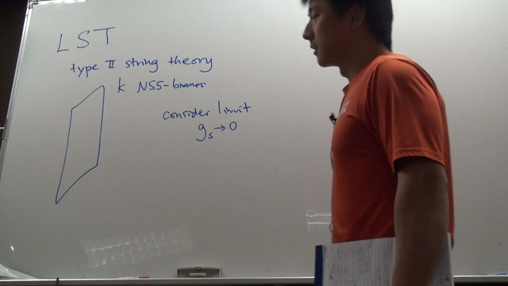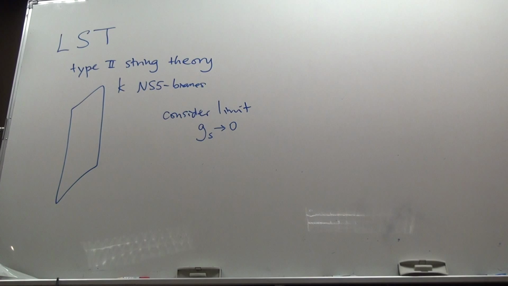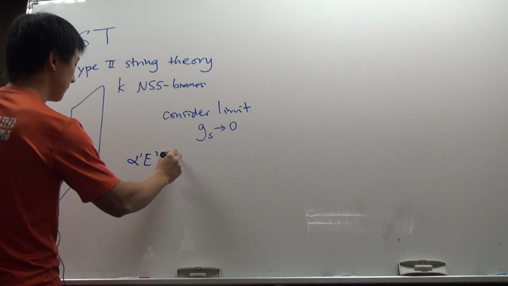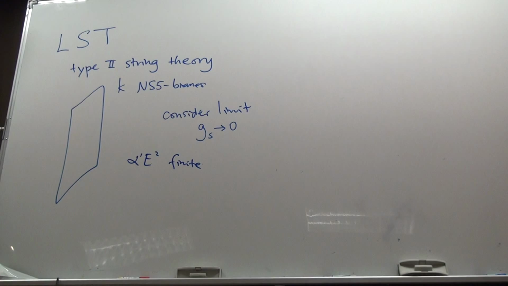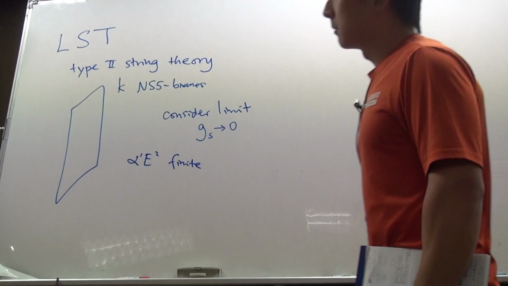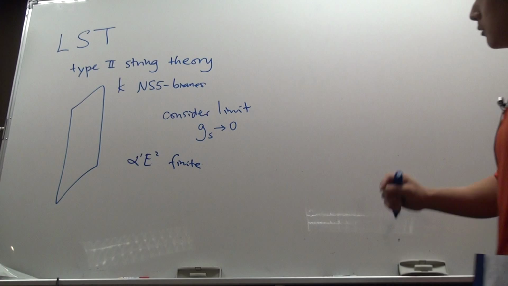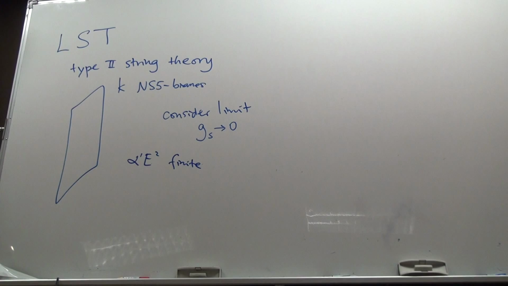Here, we are not going to take a low energy limit. We're going to take the energy scale to be of order 1, well, generally of order 1 compared to string scale. So alpha prime E squared finite, but we're going to send the bulk string coupling to 0. If you do that in the presence of a D brane, the worldvolume theory of the D brane becomes free. But that's not the case for the NS5 brane. The NS5 brane worldvolume theory will remain strongly coupled. And there are some degrees of freedom on the NS5 brane that decouple from the bulk and remain strongly coupled.